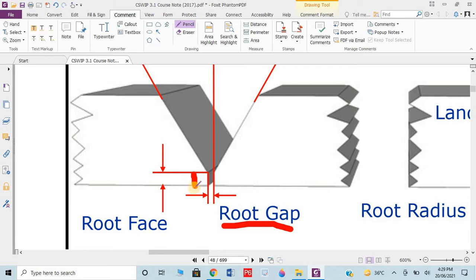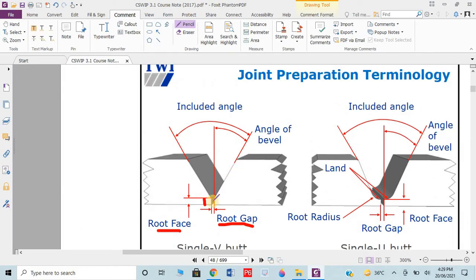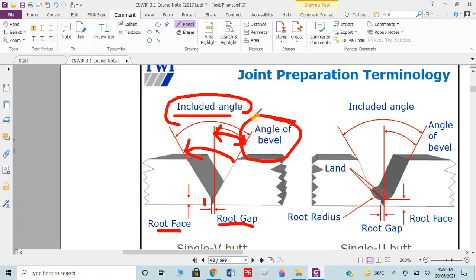This gap, this height, is known as the root face, and this gap is called the root gap. Then if we look at the bevel in the joint from the central portion, half of the bevel angle is known as the angle of bevel. Wherever you see the half portion, it is called the bevel. Whenever you see the full portion of any joint, it's called the included angle, meaning all the angles are included here.